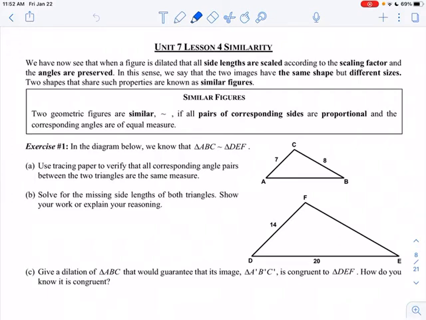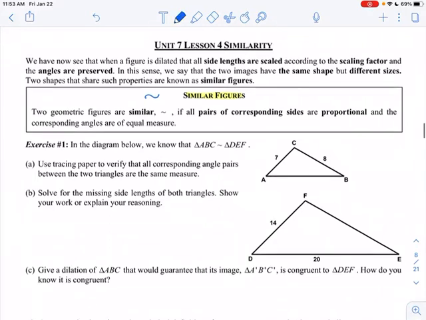So here's our definition of similar figures, and the symbol that we're going to use for similar is this little sideways, backwards S. Remember when we did congruent, it was the equal sign with that little symbol on top? Well, now similar is just that symbol right there. So two geometric figures are similar if all pairs of corresponding sides are proportional and the corresponding angles are of equal measure. So those are the two things that you need to remember: that the angles are congruent, the sides are in proportion, and that proportion is based on the scale factor.